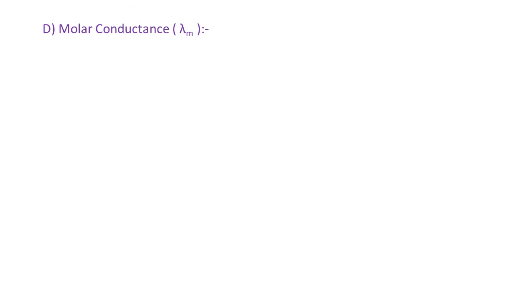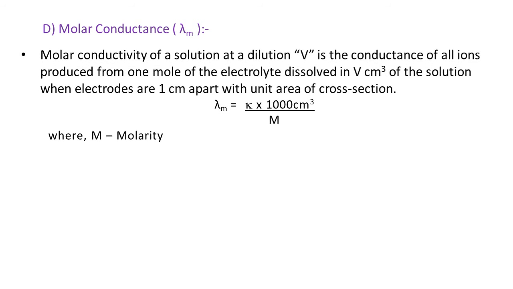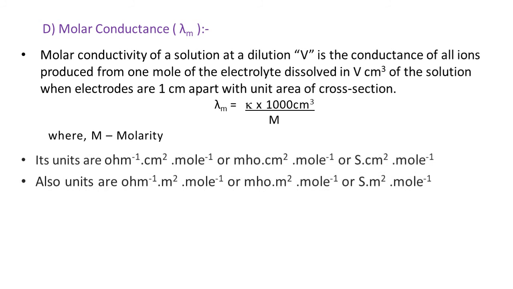Now the molar conductance, denoted by lambda m. Molar conductivity of a solution at a dilution V is the conductance of all the ions produced from 1 mole of the electrolyte dissolved in V cubic centimeter of the solution when electrodes are 1 centimeter apart with unit area of cross section. Therefore, lambda m equals small kappa into 1000 cubic centimeter divided by M, where M is molarity.